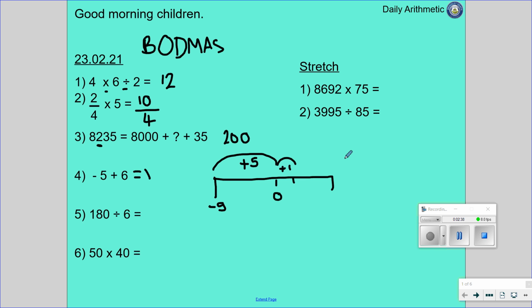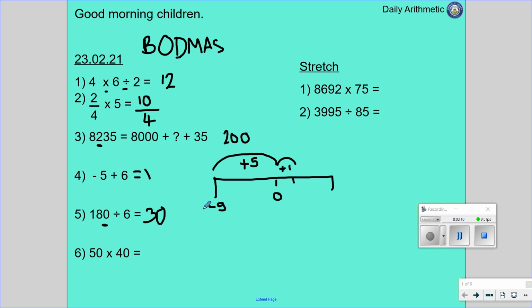Question 5, 180 divided by 6. You could have drawn out a little bus stop for this, but the idea of this question is that you use what you know to help you solve it. And if you know that 18 divided by 6 is 3, then we can do 180 divided by 6, because 180 is 10 times bigger, that's why it's got a 0 on the end. 18 divided by 6 is 3, but we want an answer that's 10 times bigger, so we put a 0 on the end. 30 was our answer.